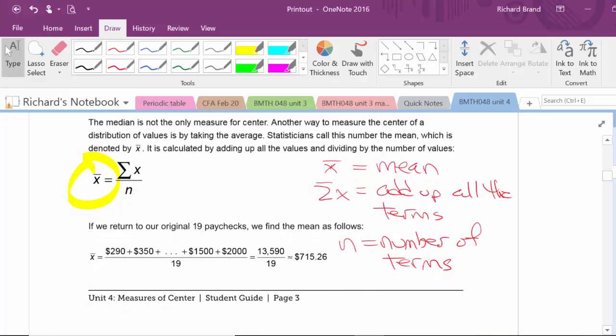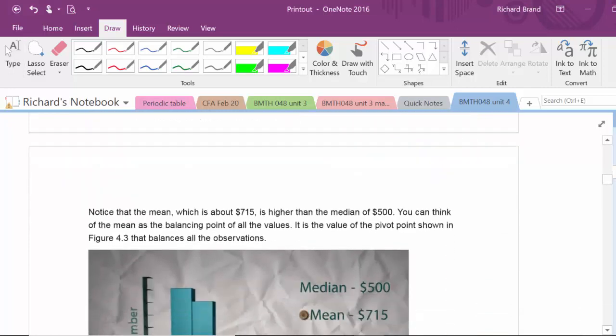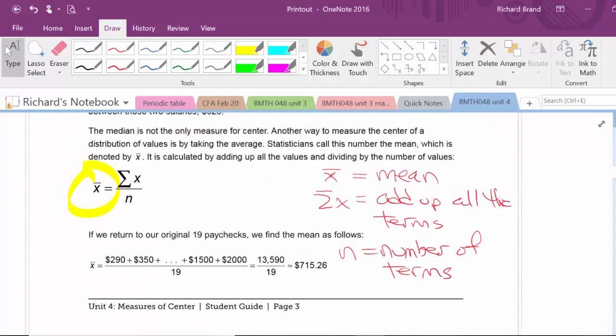Now, once again, this summation sign means add up all the terms. And then there's an example here of what they've done. They've added up all the terms and then divided by the number of terms, which was 19.